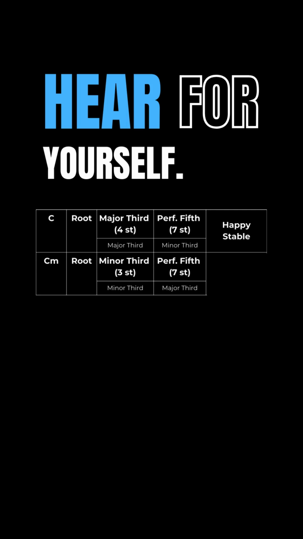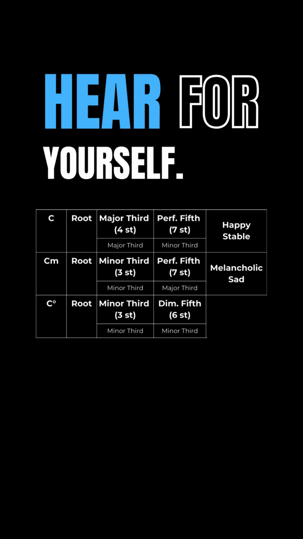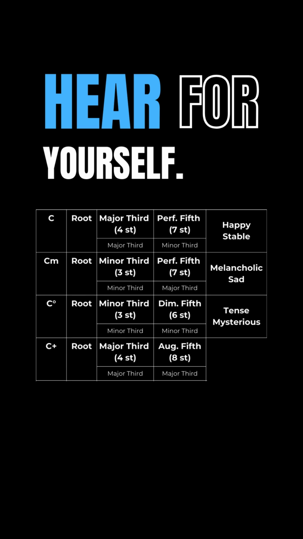Let's hear a C major chord. As you can hear, it is quite a happy and stable feeling. Now let's hear a C minor chord. It creates a melancholic or quite sad mood. Then the C diminished chord. The mood here is more tense or mysterious. Next is the C augmented. Here it feels unresolved or dreamy.